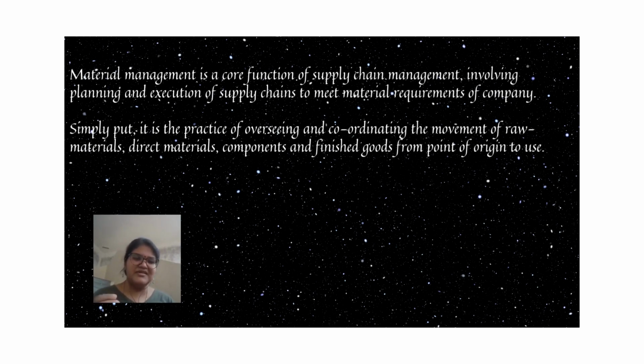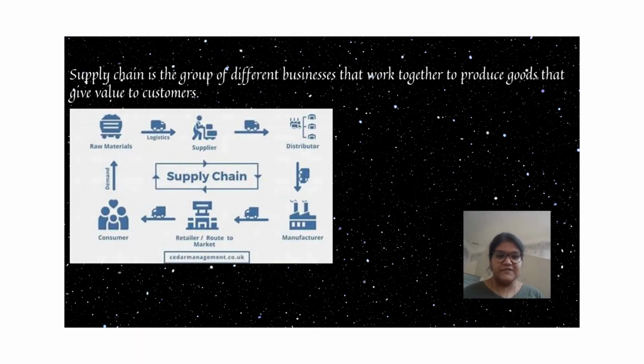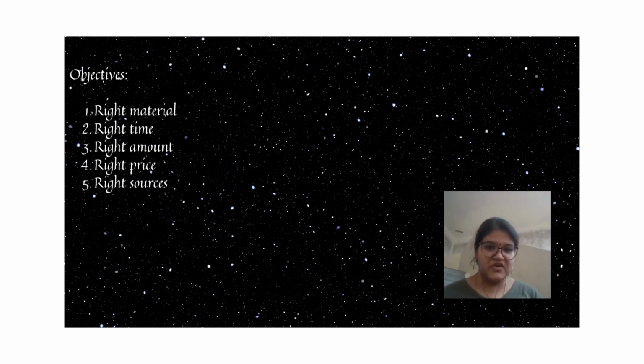But what is supply chain? Supply chain is a group of different businesses that work together to produce goods that give value to customers. This is supply chain basically. We have some objectives of our material management. It is the right material, right time, right amount, right price, and right sources. Anything that is not right can entirely destroy a company's product.